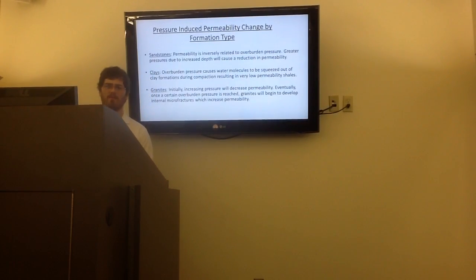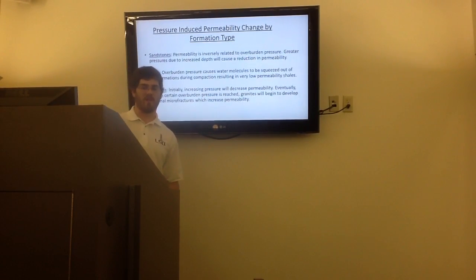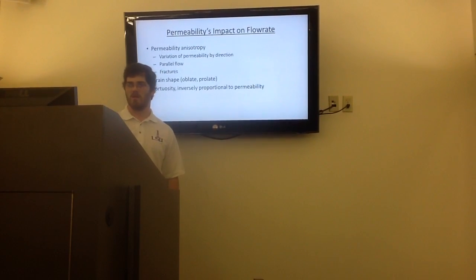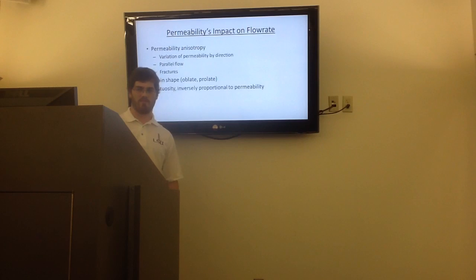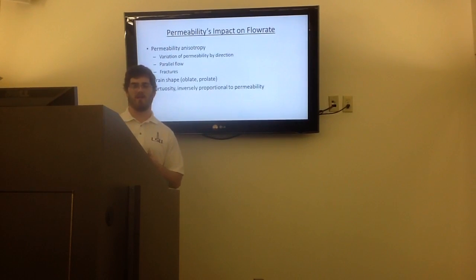All right, pressure-induced permeability change by formation type. Basically, here are three major formation types that are found in the Earth's strata: sandstones, clay, and granite. We have permeability anisotropy, which varies by direction, and it's better with parallel flow and fractures, and fluid moves a lot easier in parallel flow. And then you also have the grain shape, which is oblate and prolate.